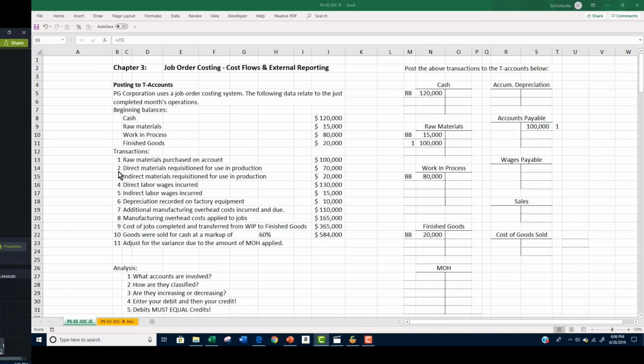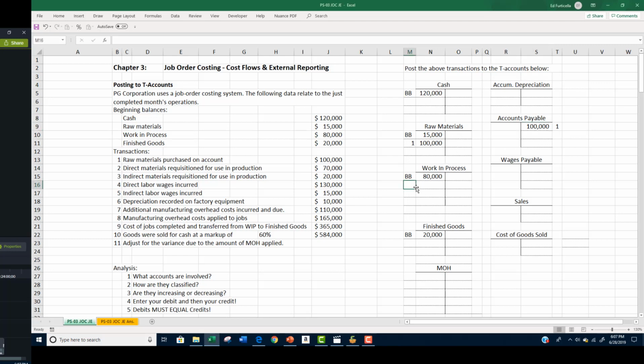Let's look at transaction 2. Direct materials are requisitioned for use in production totaling $70,000. The two accounts involved in this transaction are work in process and raw materials. So we have two assets involved. The work in process account is increasing, while the raw materials account is decreasing. Always take care of the debit entry first.